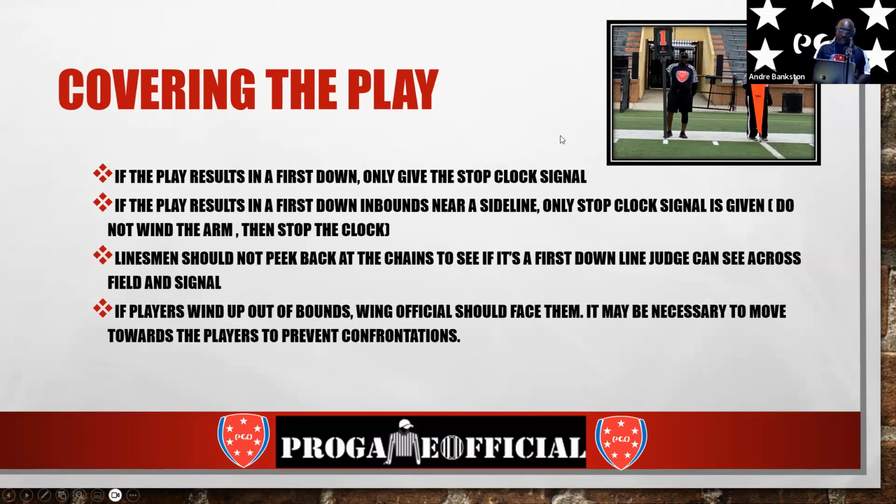If players wind up out of bounds, wing officials should face them. It may be necessary to move toward the players to prevent confrontations. And if you do have to leave the field and give up your spot, drop a beanbag, then go out there, separate them, and get the players back on the field.